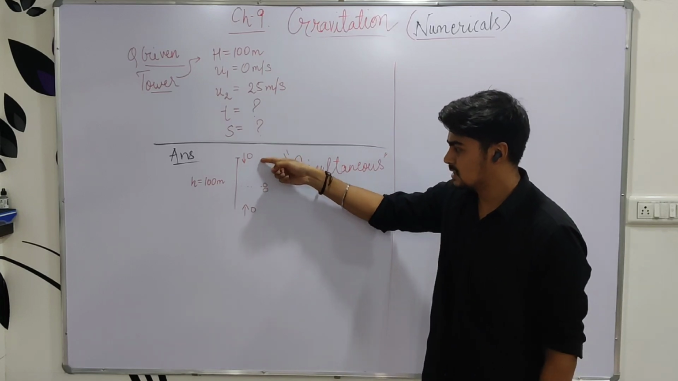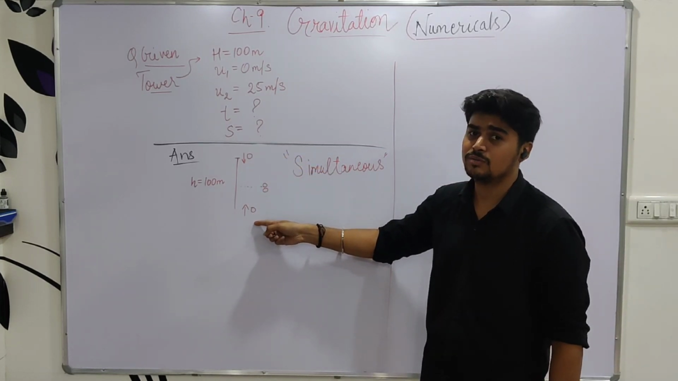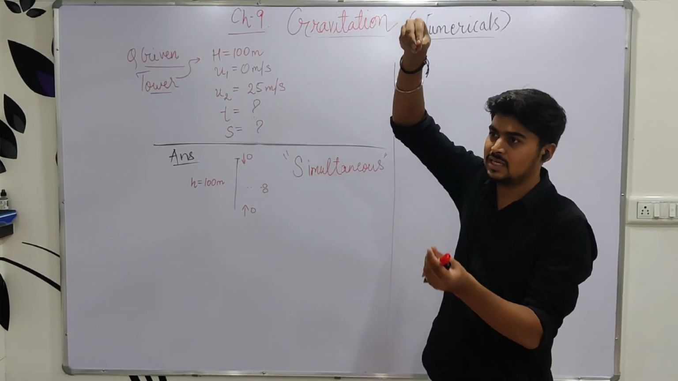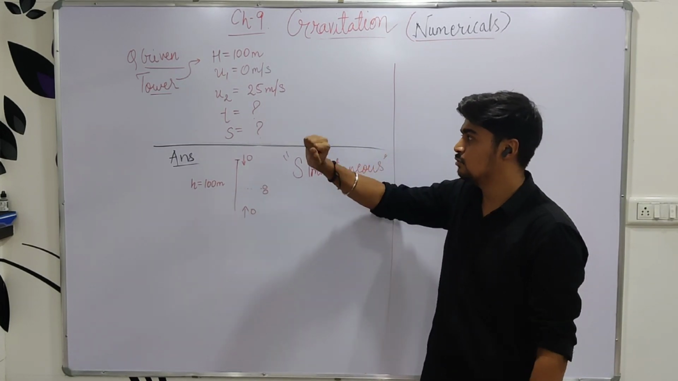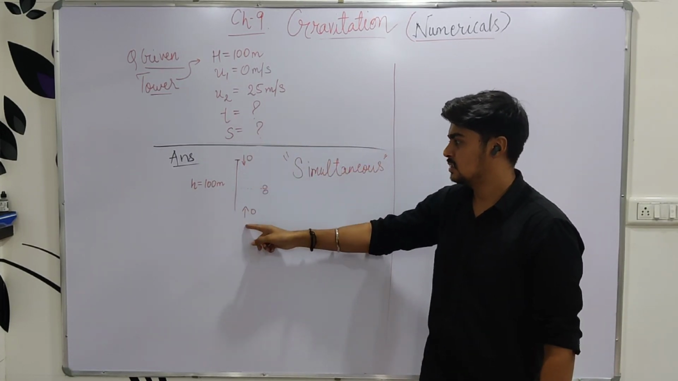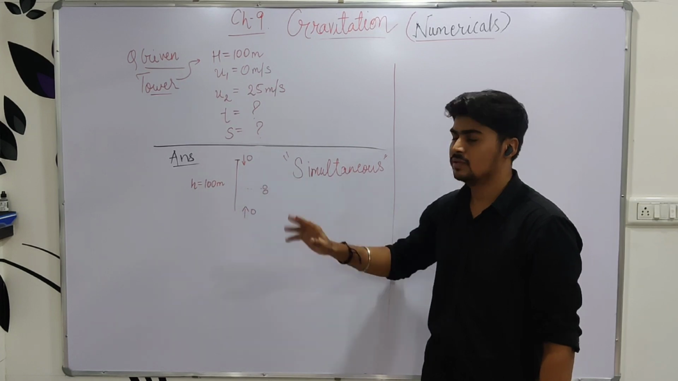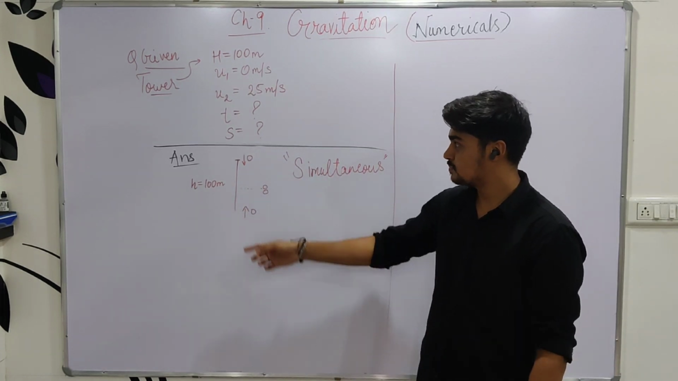ये ऑब्जेक्ट जब ऊपर से नीचे आ रहा था उसी टाइम पे इसी ऑब्जेक्ट को हमने नीचे से ऊपर फेंका. अब किसी एक टाइम पे वो मीट करेंगे. जिस टाइम पे वो मीट करेंगे, that time we have to calculate, and the displacement or distance from the ground or from the top, whatever it is.